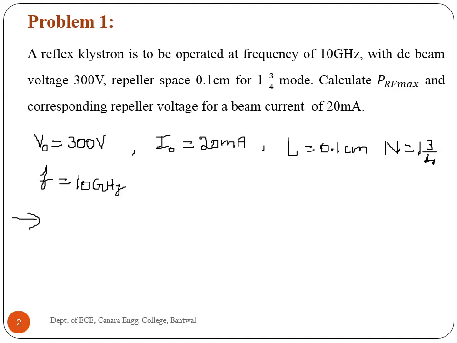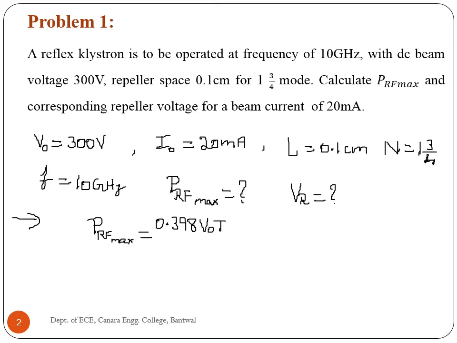Solution. We have to find out maximum RF power and repeller voltage. Maximum RF power formula: 0.398 multiplied with V0 and I0 divided by mode.